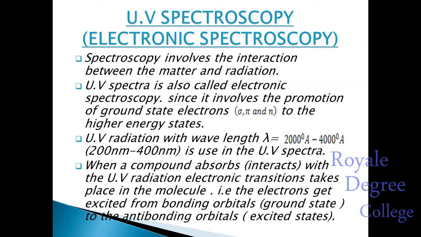When a compound absorbs or interacts with the UV radiation, electronic transitions take place in the molecule. That is, the electrons get excited from bonding orbitals, ground state orbitals, to the anti-bonding orbitals, that is nothing but excited states.